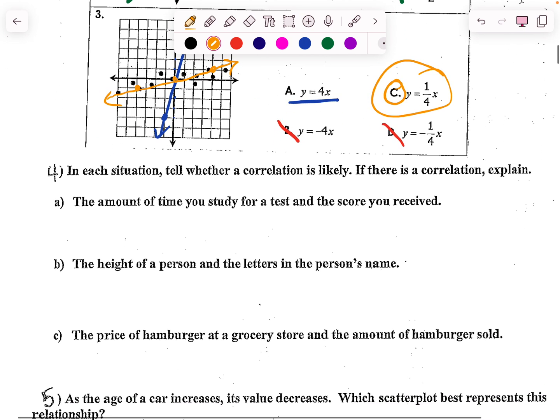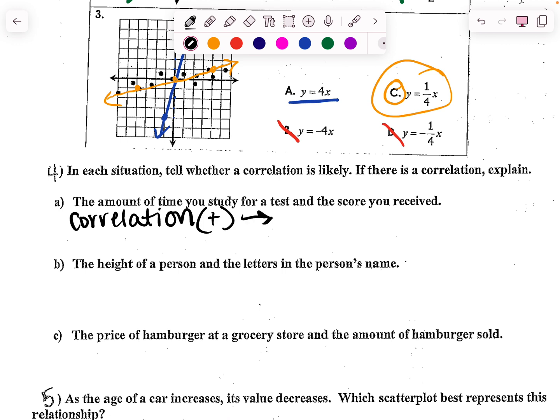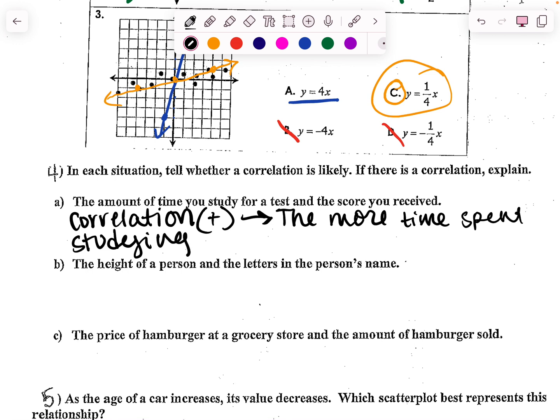So the first one, the amount of time you study for a test and the score you receive. Is there a correlation there? So we're going to put correlation. What is the correlation? Right? And we can say positive, but how do we explain that correlation? The more time spent studying, the higher the score.